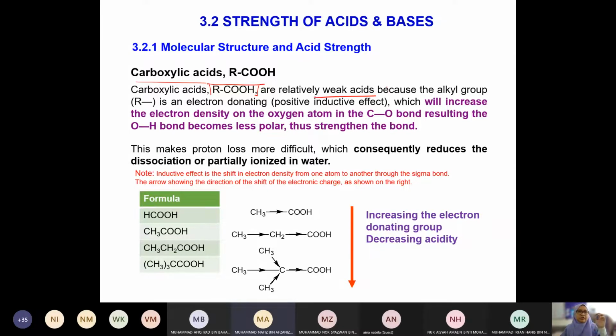In comparison to binary, polyprotic and oxo acid just now, carboxylic acid is the weakest. Okay, it's the weakest sebenarnya. Kalau in general kita nak rank them, carboxylic acid is the weakest acid. This is because the alkyl group, which is the R, R is the part yang organic part tu. R is an electron donating.